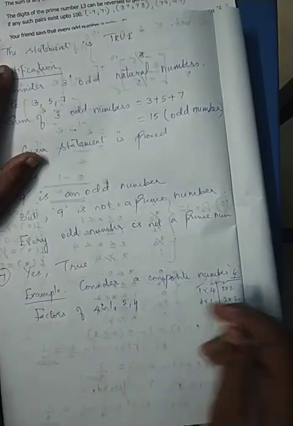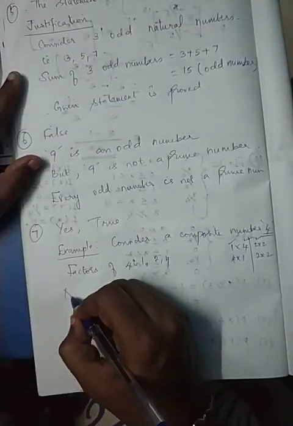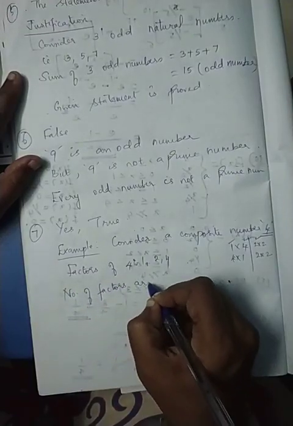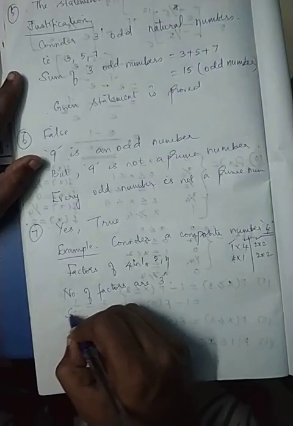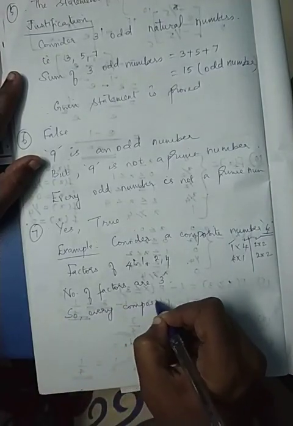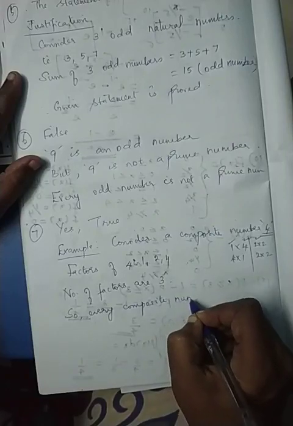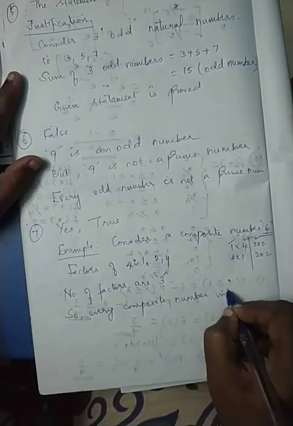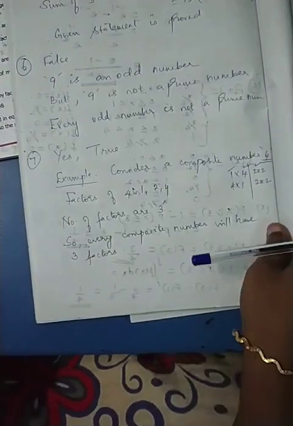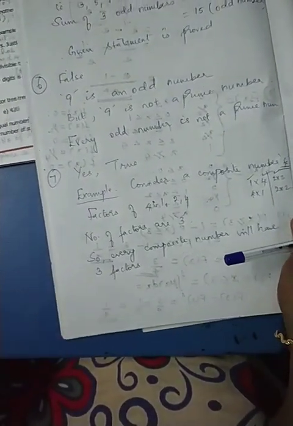So what are all the factors? The number of factors of 4 is 3. So every composite number will have 3 factors minimum. If it is having 3 factors, then obviously it will become a composite number.